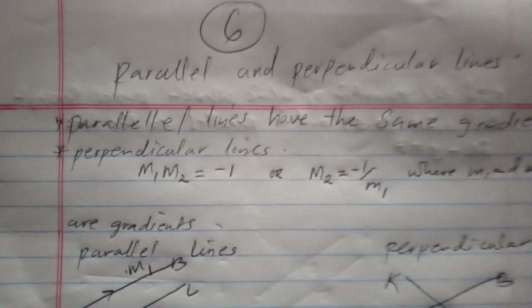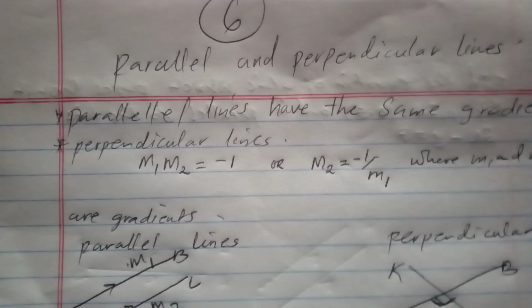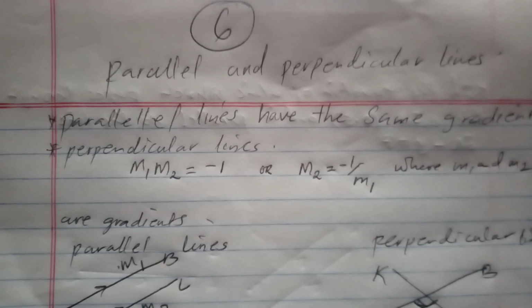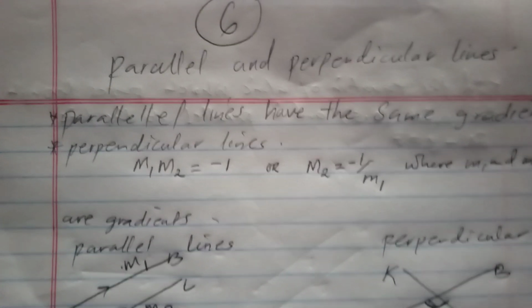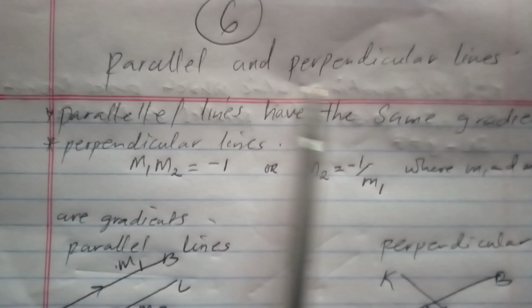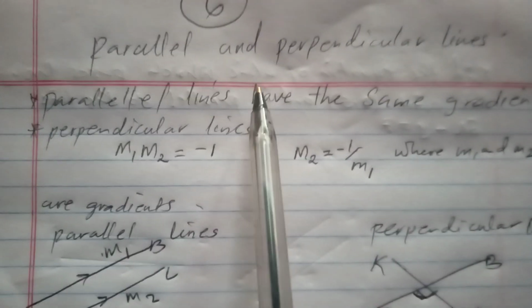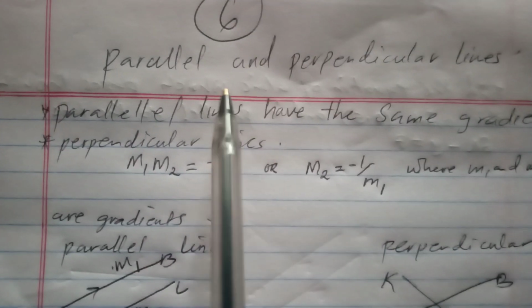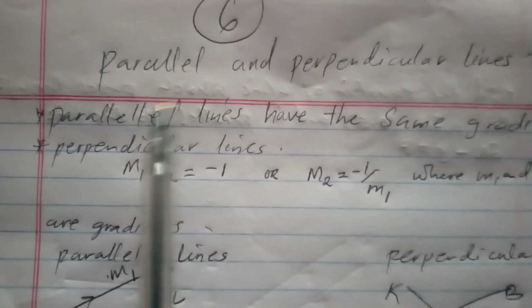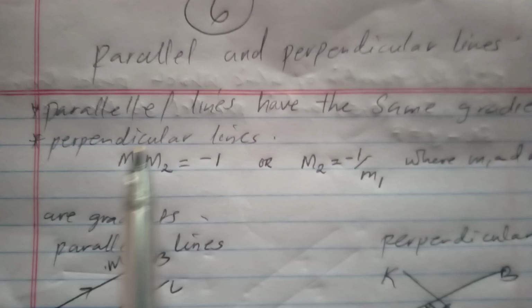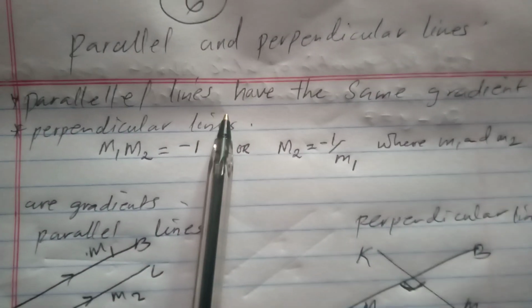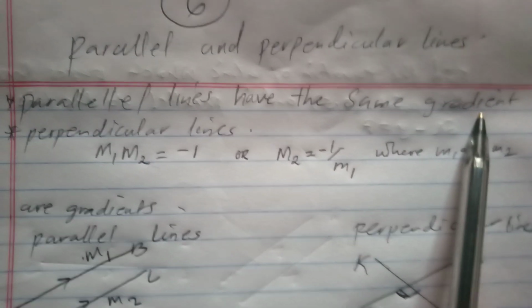We continue with the equations of a straight line, and we're on part 6, or what I can call lesson 6. We are going to look at parallel and perpendicular lines. Due to the time and the length of the video, I would like to go straightforward. Parallel lines have the same gradient.